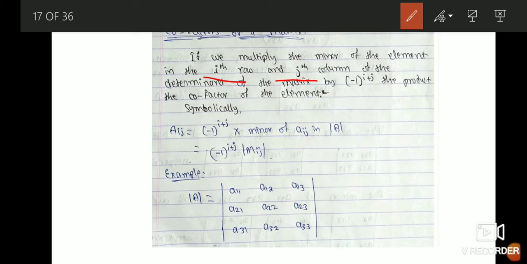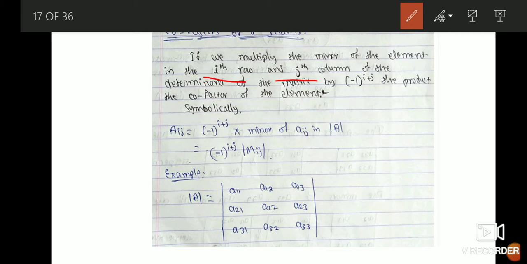Once again, you multiply the minor of the element in the ith row and the jth column with (-1) to the power i plus j. So i and j are variables based on the row number and the column number. For example, if you want to get the cofactor of A21, then i will become 2 and j will become 1. Then 2 plus 1 is 3.